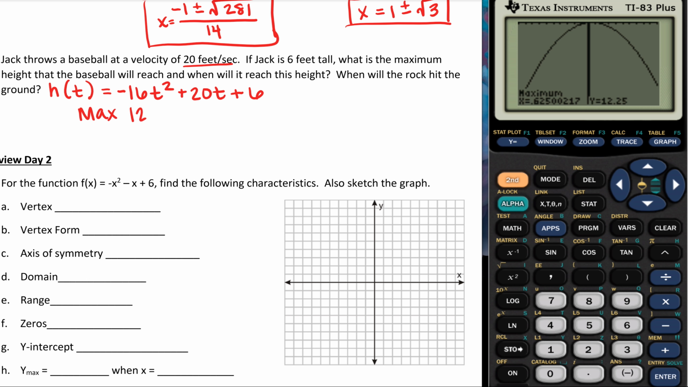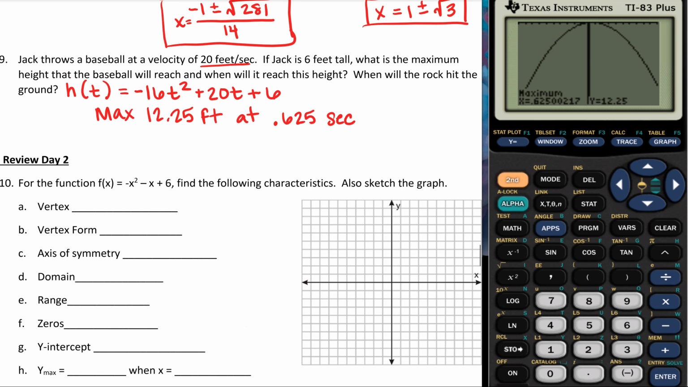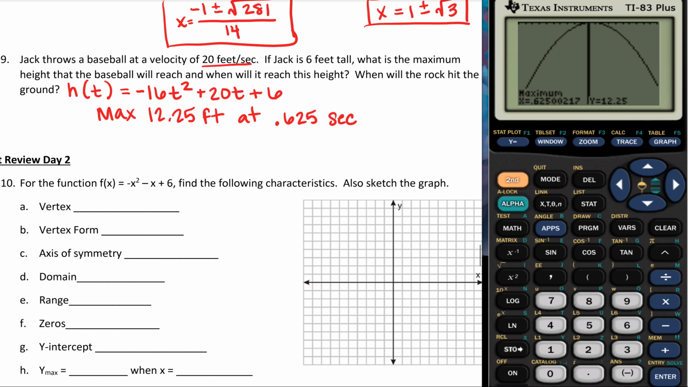We have a maximum height of 12.25 feet at 0.625 seconds, because we're talking about seconds. So x is always your time, y is always your feet, or your height. So we have a maximum height of 12.25 feet at 0.625 seconds.